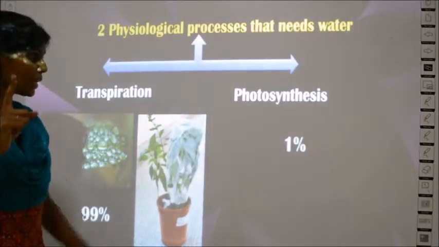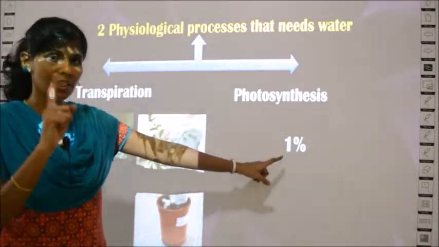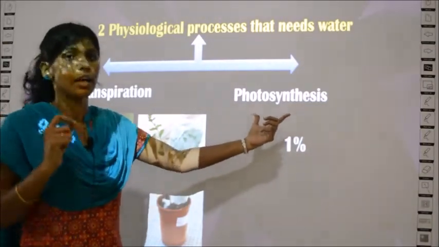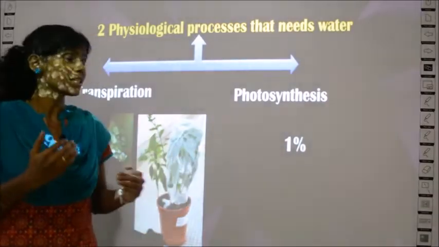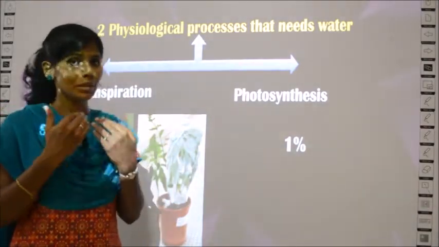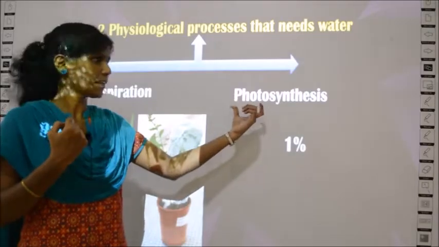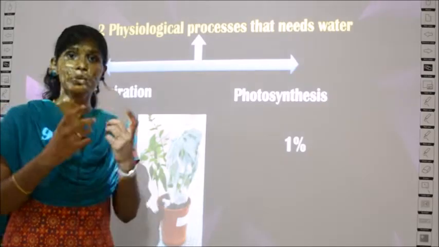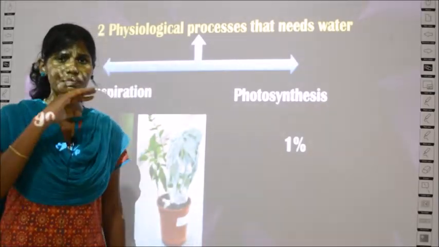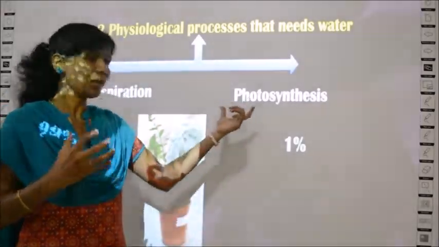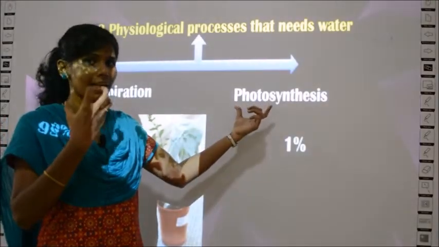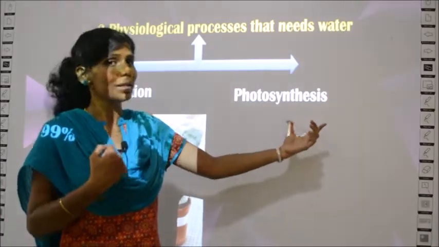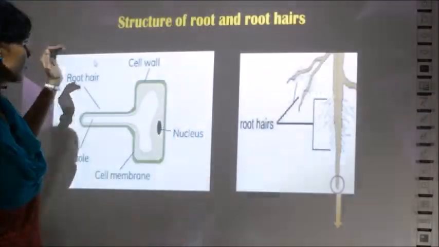What happens to the remaining 1%? The 1% alone is used for a process called photosynthesis. I told you already, photosynthesis means synthesis of food by the plant for itself using light energy. Photo is light, that's why we call it a photograph. We use light, without flash you cannot see, it will be dark, right? So similarly photo means light. So with the help of light, when the plant produces food, it is called photosynthesis.